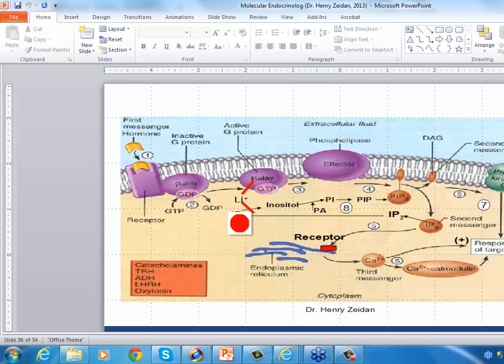IP, or can produce inositol, which merges with phosphatidyl inositol to give you PI, and the circulation will take place here. This slide is taken from Marieb's Anatomy and Physiology textbook, but the reason that I adapted this is to elaborate on this section here.